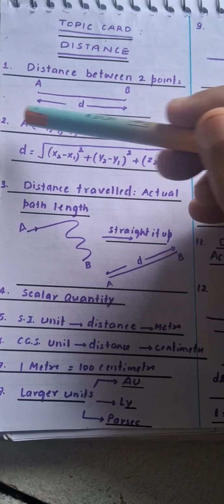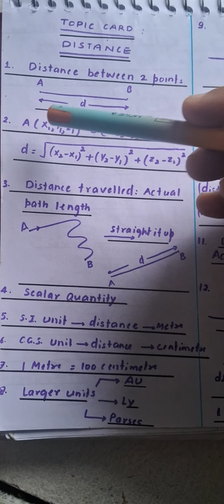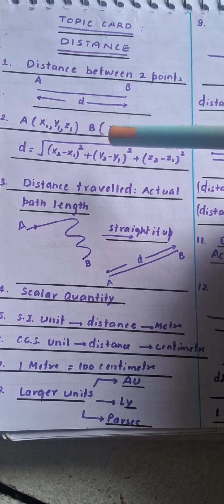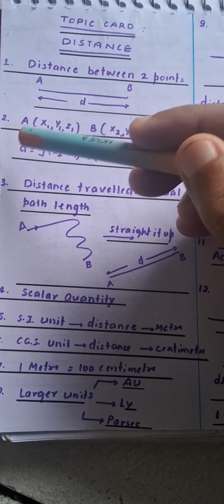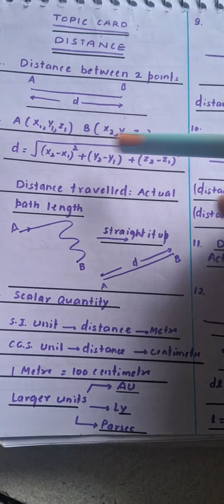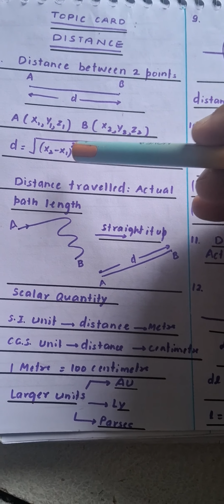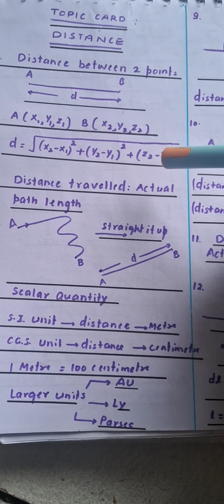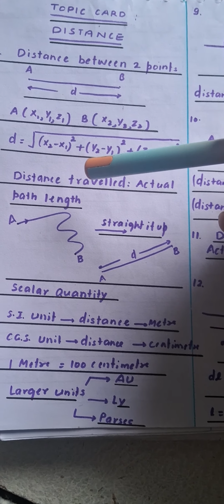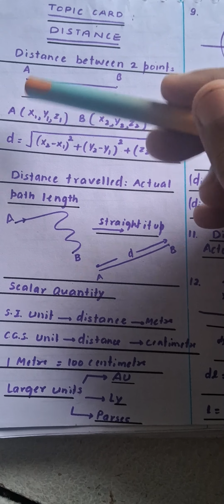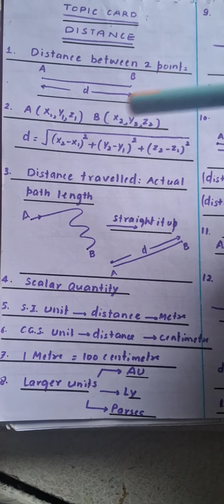Second point is if coordinates of A and B are given. Suppose A has the coordinates x1, y1, z1 and B has the coordinates x2, y2, z2. Then distance between these two is given by root under (x2 minus x1) whole square plus (y2 minus y1) whole square plus (z2 minus z1) whole square. So this is the process of calculating distance in 3D coordinate system.